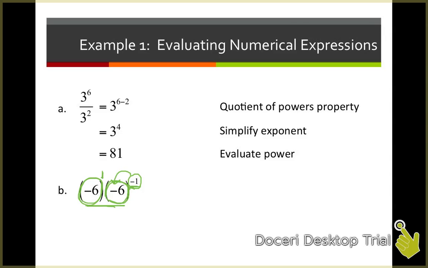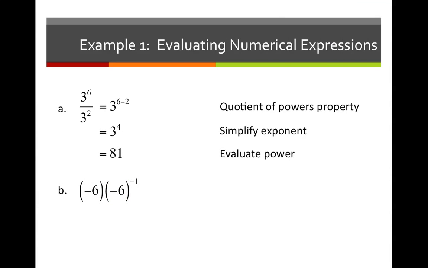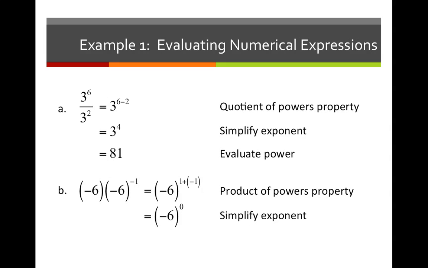Okay, so with that in mind, we can shortcut this a little bit by using our product of powers property. We can add our exponents together, so the +1 plus the -1, that's going to get us 0. And then we can use the 0 exponent property to evaluate -6 to the 0 power as just being 1.